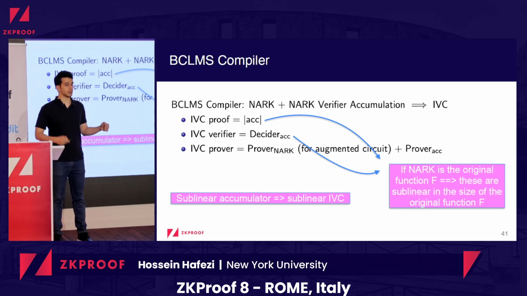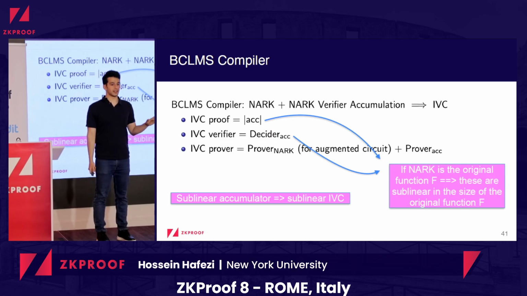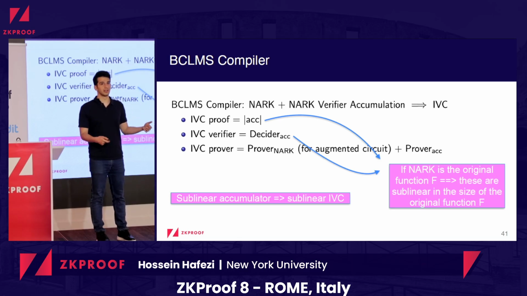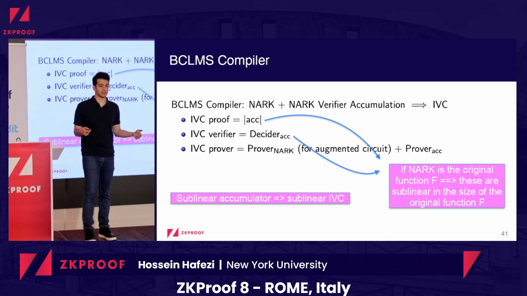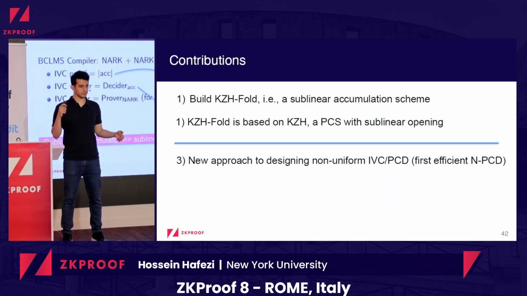By the way, just a quick note: basically every SNARK is a sublinear accumulation as well, but we really want to build a sublinear accumulation such that the recursive overhead is comparable to the other linear size accumulation schemes. So basically any SNARK would be a trivial one.